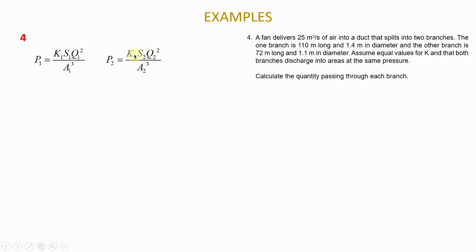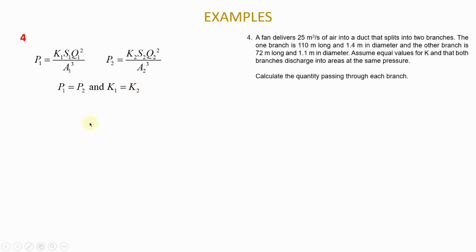Now that we have these two expressions, we need to take into account what we have been told to assume. First, that K is the same: the value of K for the first branch and the second branch is the same, so K1 is equal to K2. And also you are told that the pressure is the same, so P1 is equal to P2. So we have to take these into account: P1 equals P2 and K1 equals K2.